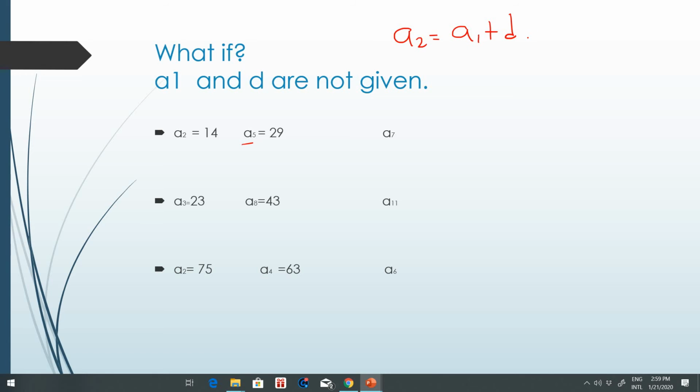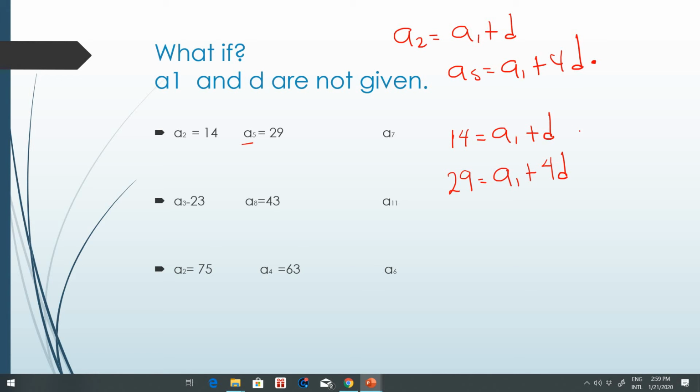They give me A5 here. A5 is A1 plus 4D. Right? Now, let's put that. 14 here is A1 plus D. 29 is A1 plus 4D. Now we have simultaneous equations. Sorry, my battery is low. Now we have sort of simultaneous equations, so we can say this is equation 1, this is equation 2.